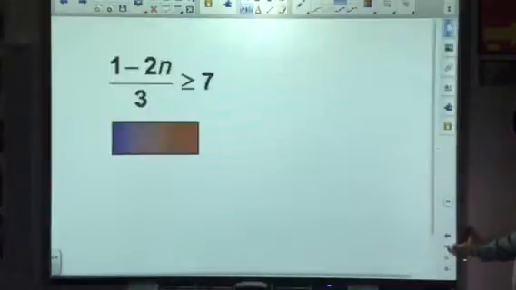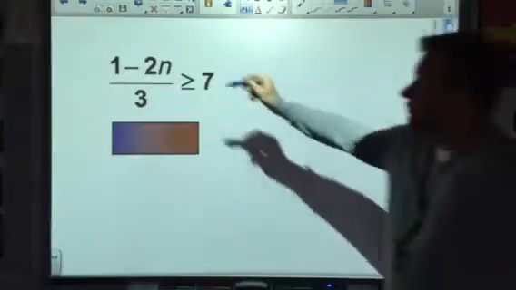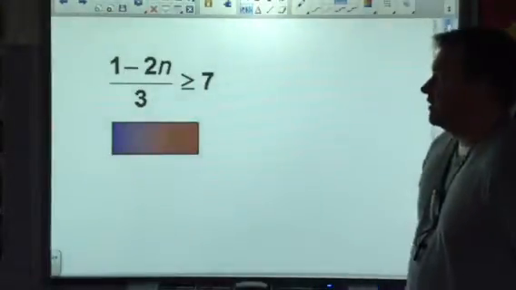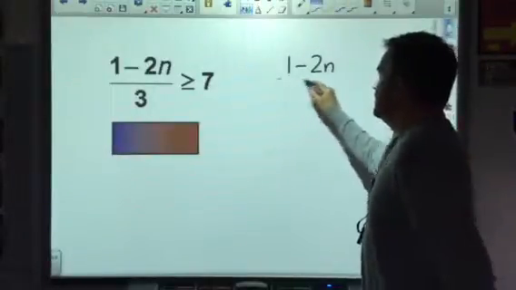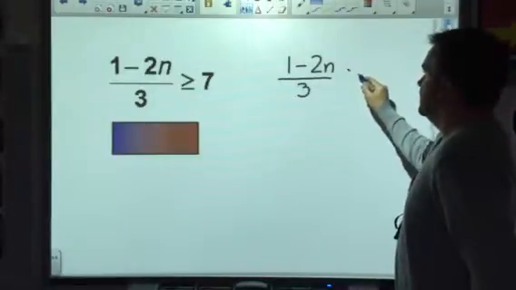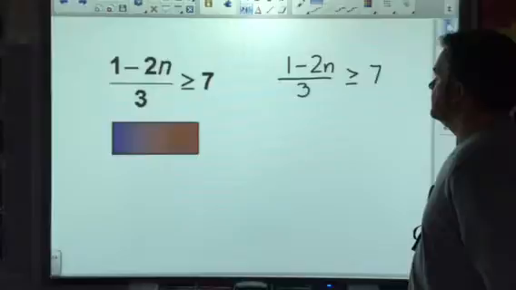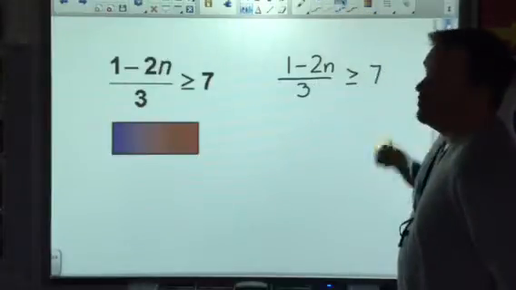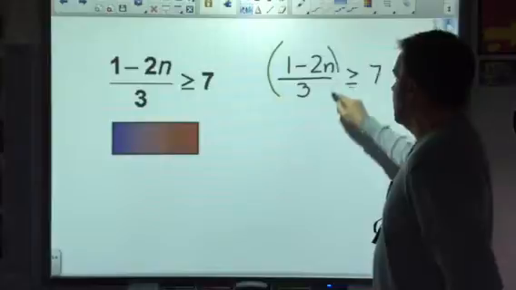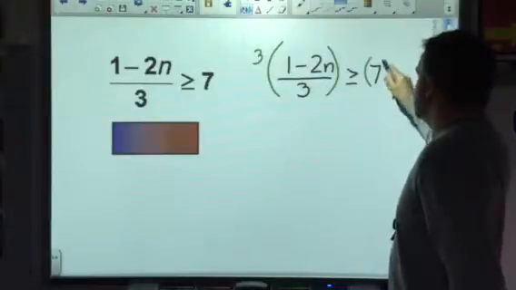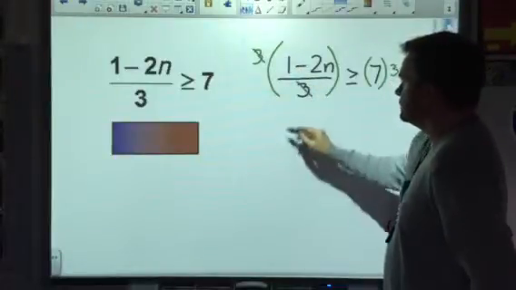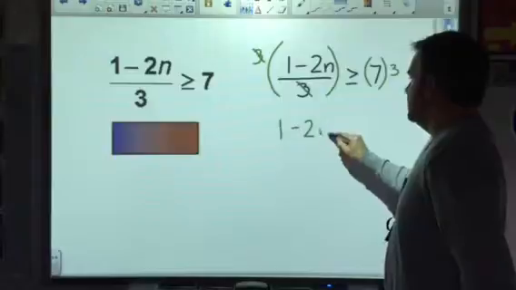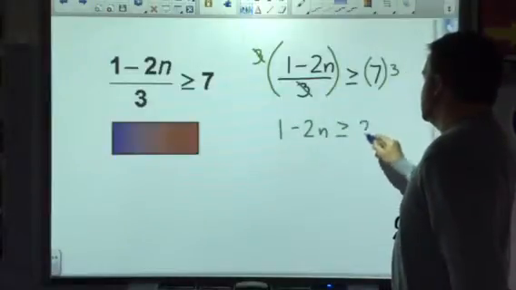Okay, let's do one more. Okay, very similar. Get rid of the division, the denominator. So 1 minus 2n divided by 3 is greater than or equal to 7. Get rid of the fraction part of it first. So we're going to multiply both sides by 3. We did that, so these 3's will cancel out. 1 minus 2n is greater than or equal to 21.